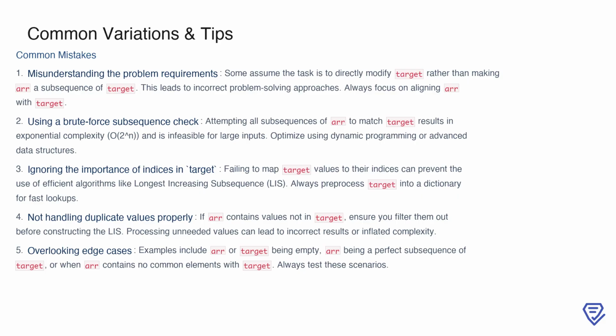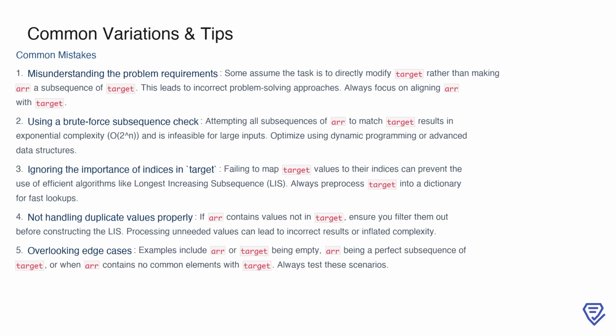Additionally, failing to recognize the importance of indices in target can prevent you from using efficient algorithms like longest increasing subsequence (LIS). To avoid this, pre-process target into a dictionary for quick index lookups. It's also critical to handle duplicate values properly. If ARR contains values that don't exist in target, those should be filtered out before constructing the LIS. Including unnecessary values can lead to incorrect results or unnecessarily high complexity.